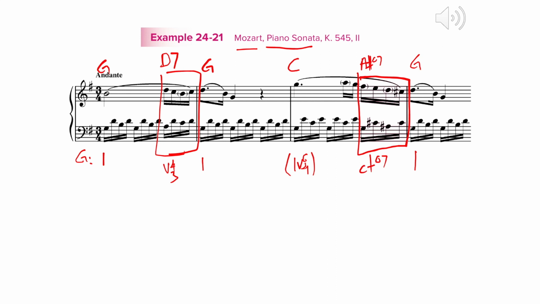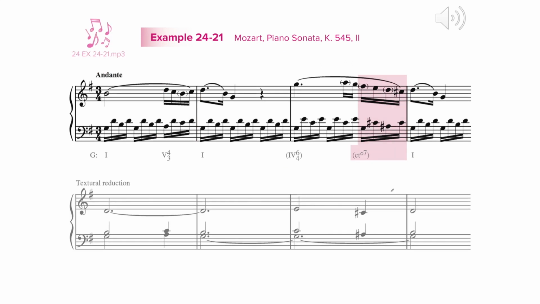Why common tone? Because you see G, the root, is also here. It is one of the members of the diminished seventh chord. And this is a cleaner demonstration of the analysis, and we see also here a textural reduction. Let's listen to it once again.